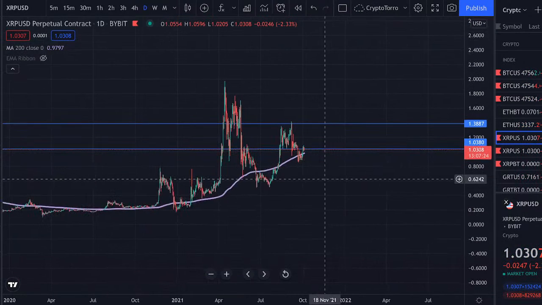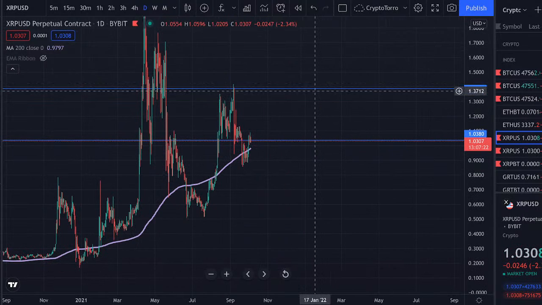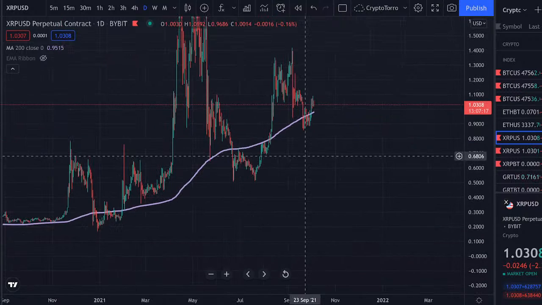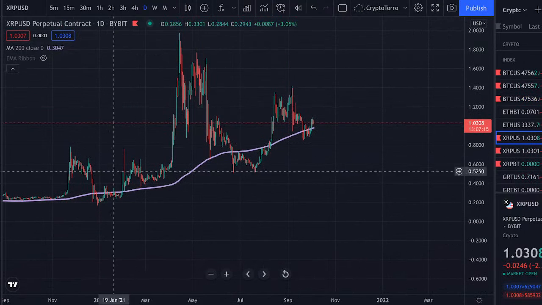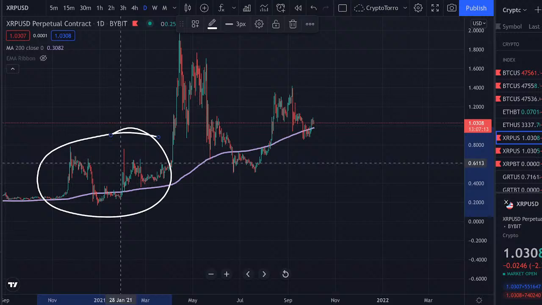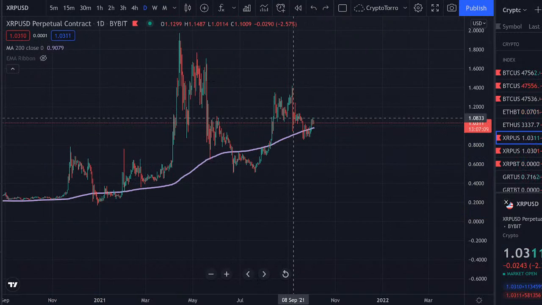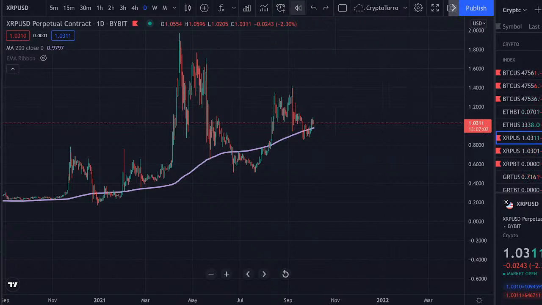So thank you very much for watching. I really hope you enjoyed my theory about XRP and why I think it's very likely that we are going to see this pattern play itself out once more on the 200-day moving average and as well the MACD. So I hope you agreed as well.